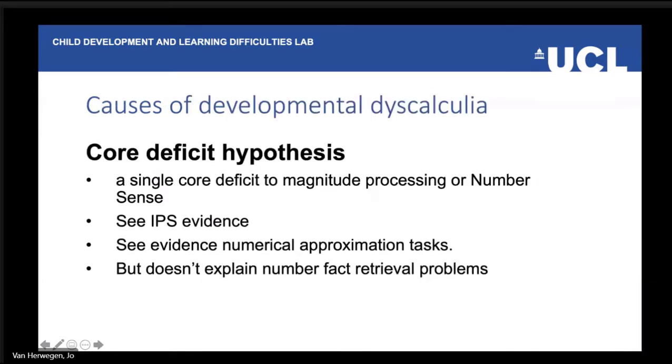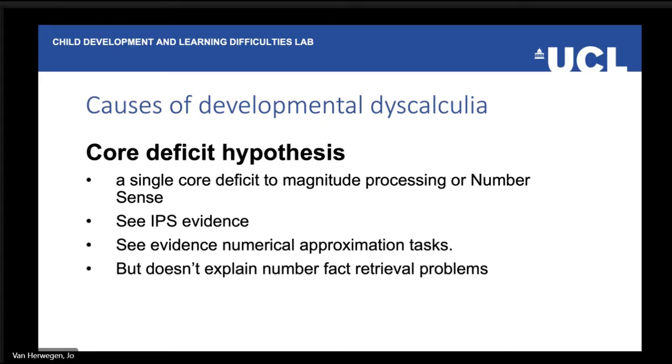So what is causing developmental dyscalculia? There are actually a number of hypotheses. We're not quite sure yet what the difficulties are. There is one that is the core deficit hypothesis, which argues that children with developmental dyscalculia have a single core deficit in magnitude processing, knowing where is more, whether that's symbolic or non-symbolic.